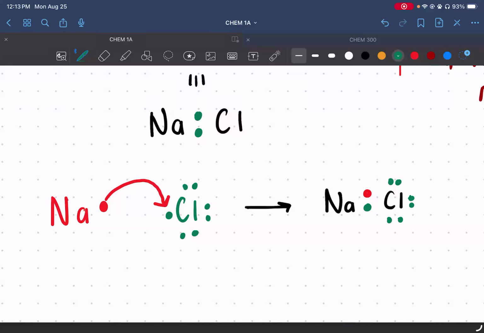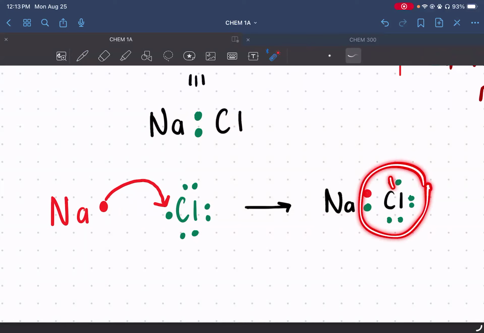Here's why this is so important. When they transfer electrons, from the perspective of each atom, they have access to 8 electrons. The chlorine will be obvious. Surrounding the chlorine is 1, 2, 3, 4, 5, 6, 7, 8. Chlorine is happy. That's the octet rule.